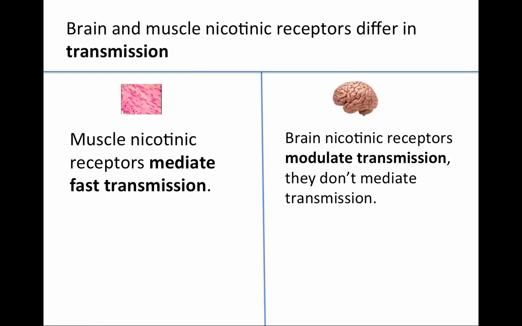Finally, the receptors differ in their transmission function. Muscle nicotinic receptors mediate fast transmission that is required for muscle innervation. Because of the presynaptic and the somatic location of the brain nicotinic receptors, they do not directly mediate neurotransmission. Rather, they modulate the activity of other neurotransmitters in the brain. We will touch on this topic in the complex neuromodulation lecture later on in the course.